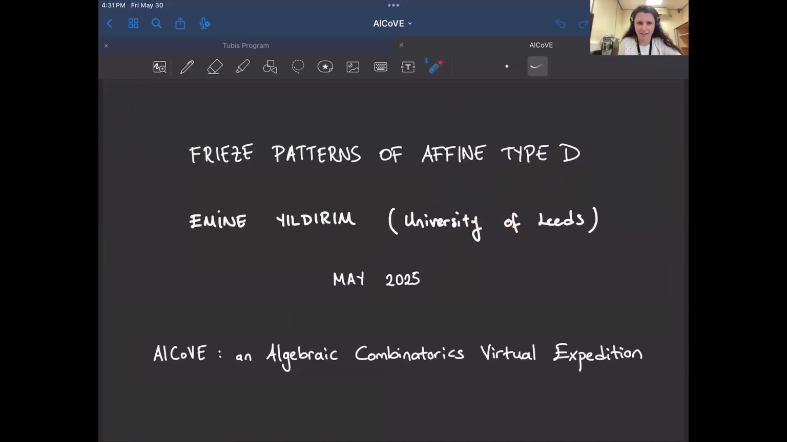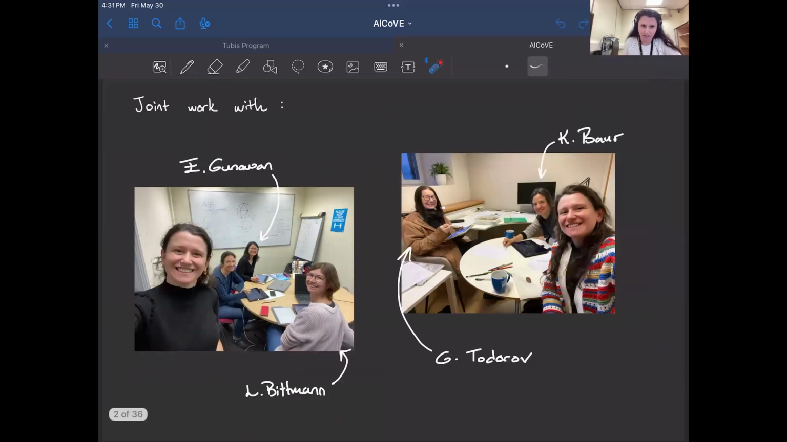So this is the title of my talk, Frieze Patterns of Affine Type D. This is joint work with Emine Gunawan, Leah Bittman, Karin Baur, and Gordana Todorov. This was a part of the WinART, Women in Non-Commutative Geometry and Representation Theory workshop.